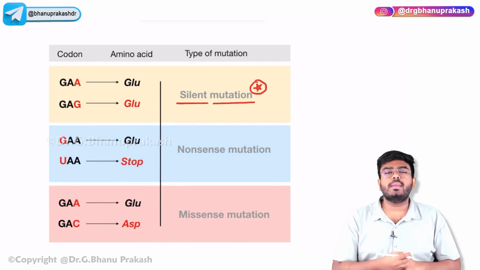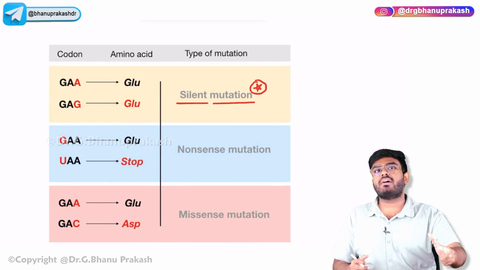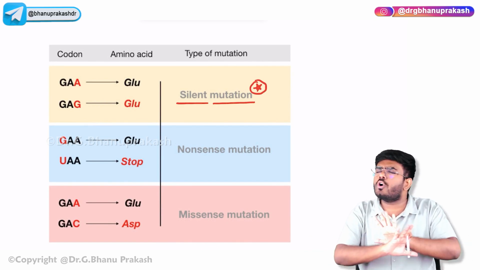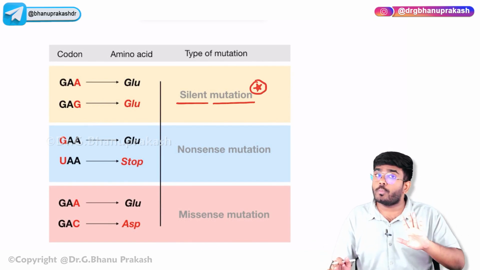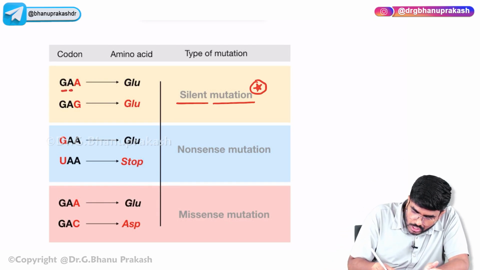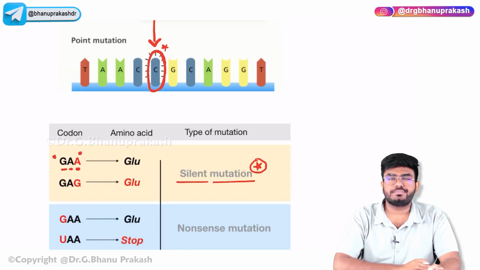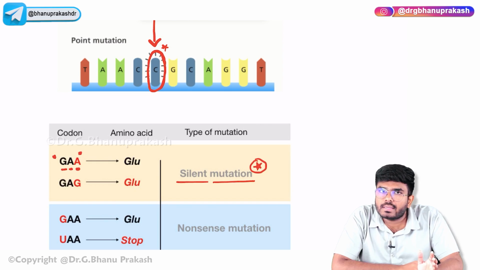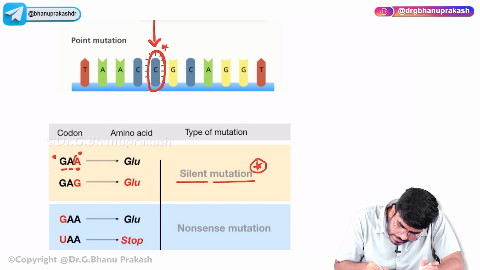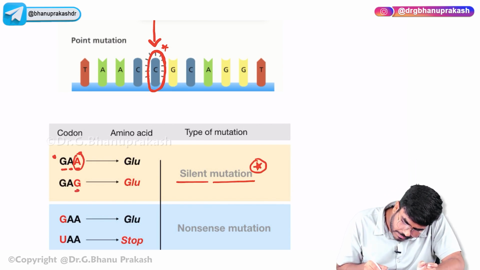Sir, what exactly is silent mutation? See, it's in the name itself. Though the mutation has occurred, it is absolutely silent. There is no problem, absolute silence. See, the codon was supposed to be GAA. So, what happened? Instead of this A in the codon, it was replaced with G.